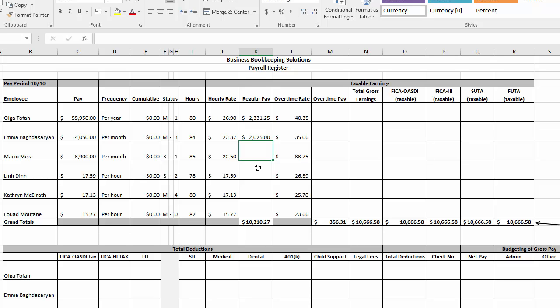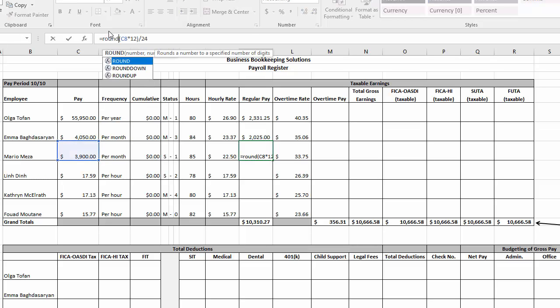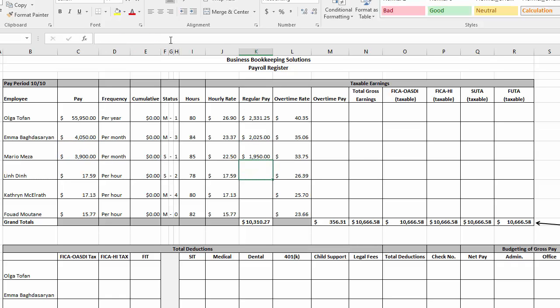Okay, and then for Mario, we do the same method. We're going to take his monthly rate times 12. Put that in parentheses because we want that done first. That gives us an annual rate of 46,800. Now, to calculate his regular pay per pay period, divided by 24 pay periods gives him 1,950, and we should round that, open parentheses, comma, 2 digits, close parentheses, 1,950.